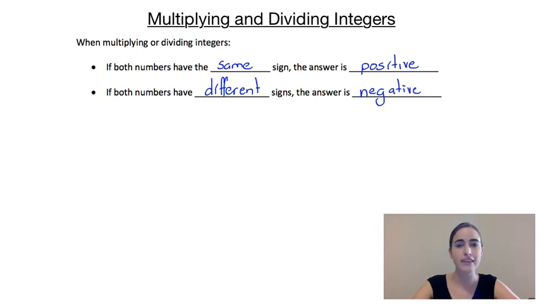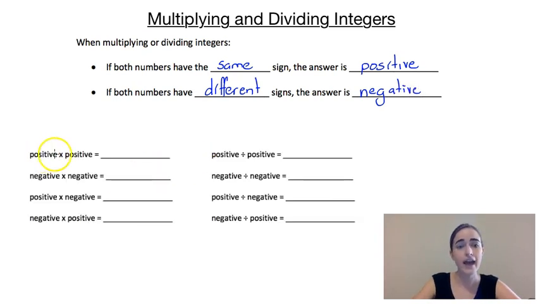So another way of writing that is like this. If we have a positive number times a positive number, our answer is also going to be positive. Or if we have a negative number times a negative number, our answer is going to be positive. That's because they're both the same sign. But if we had a positive and a negative number, that will give us a negative answer. And if it was the other way around, if our first number was negative and our second number was positive, that's still going to give us a negative answer.